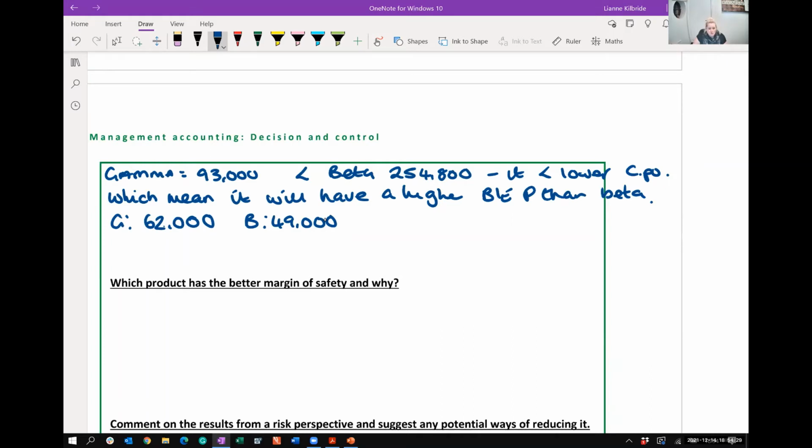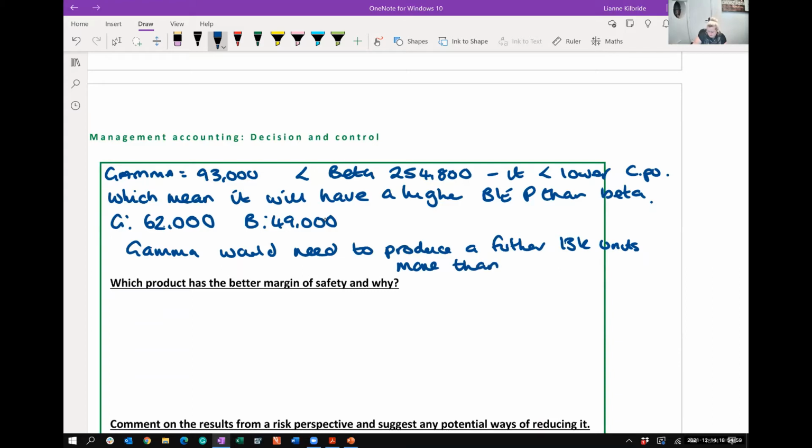Okay, so overall, comparing the difference, it's saying that gamma would need to produce a further 13,000 units more than beta to cover its fixed costs. Okay, so just a couple little pointers there for that one.